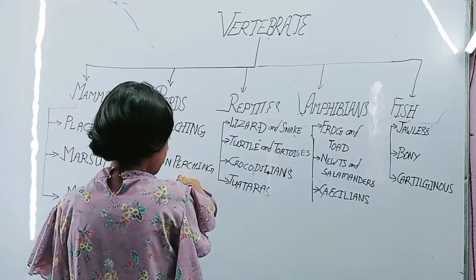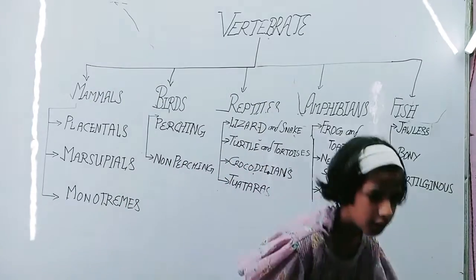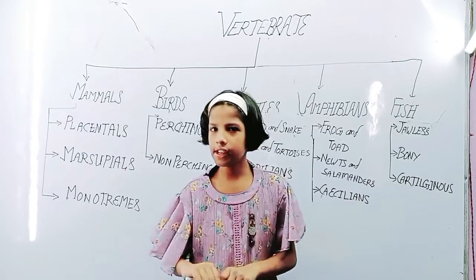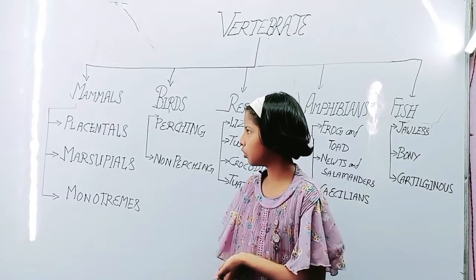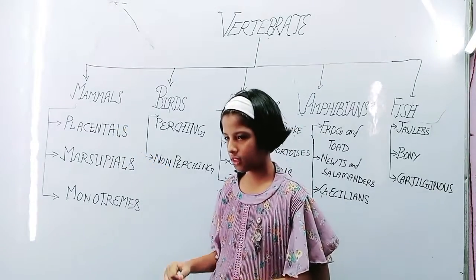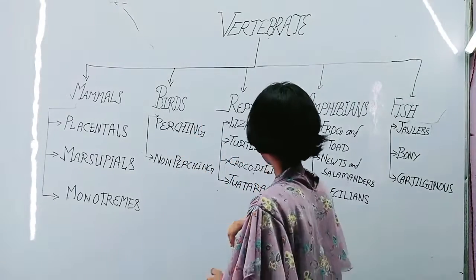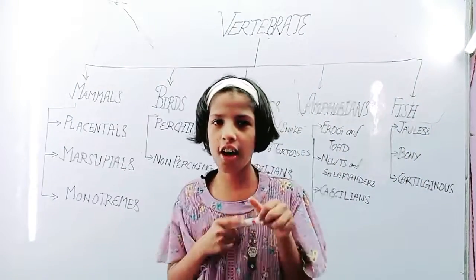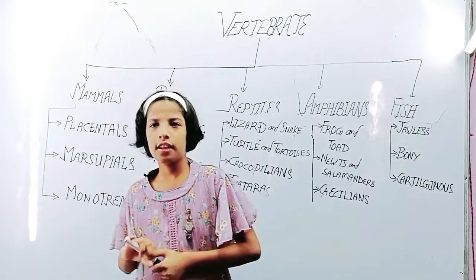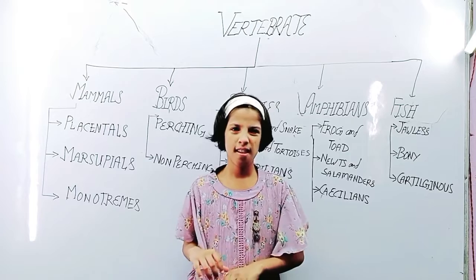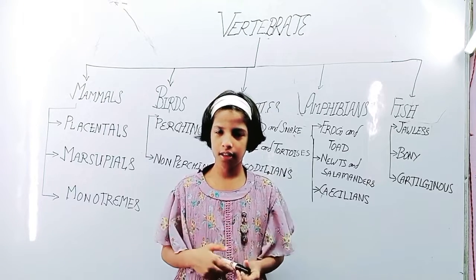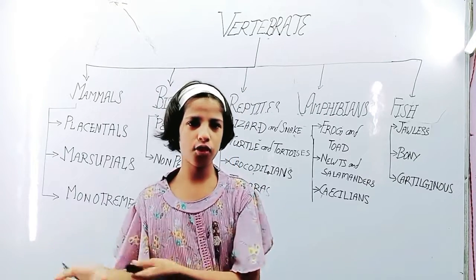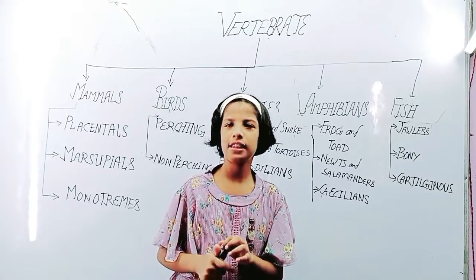All of these creatures that you learned today, we'll learn in detail about them in our next videos. In the next video, I'm going to tell you more about mammals. After that, we learn birds, reptiles, amphibians, and lastly fish. And then this chapter will be over. This was the introduction of vertebrates. And then we'll start our new chapter, which is invertebrates.